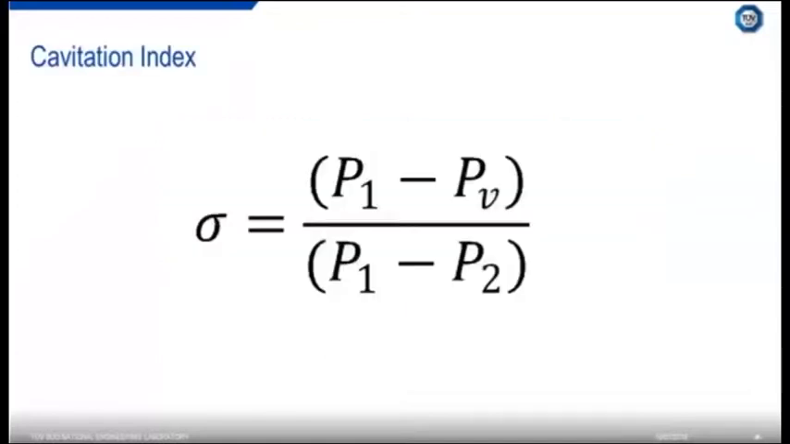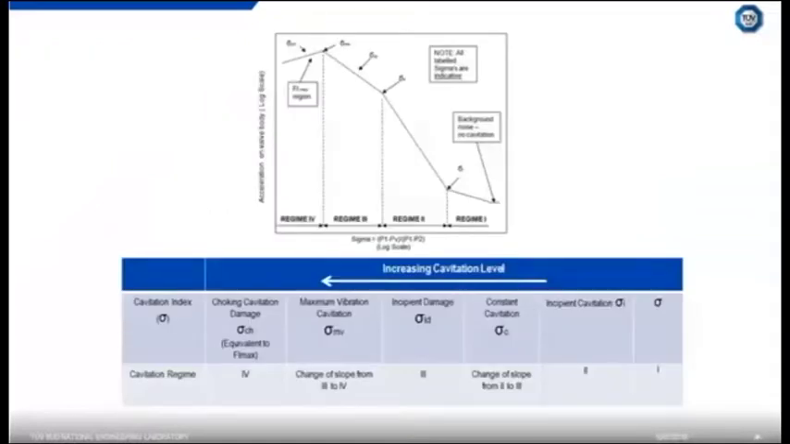Another term that's also used to describe cavitation is the Cavitation Index. This is the ratio of the inlet pressure minus the vapor pressure divided by the overall pressure drop across the valve. Now, it's a little bit back to front with the Cavitation Index. The higher the number, basically the less likely or the less intense the cavitation.